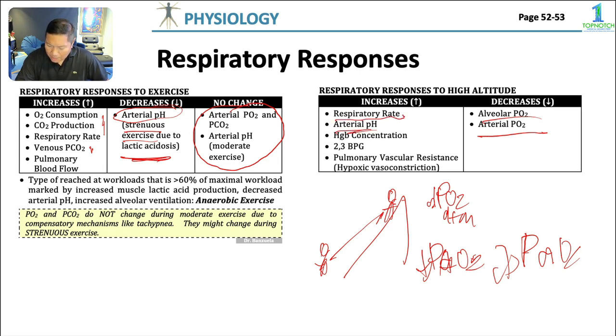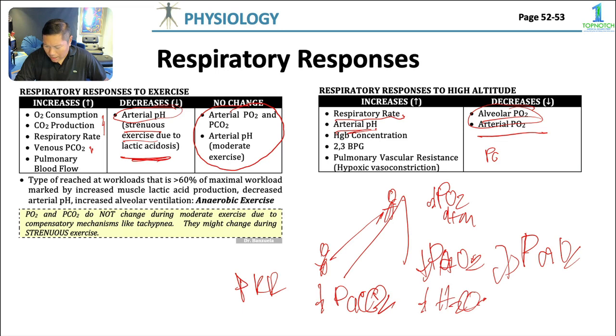Okay? The arterial pH will increase. Dahil sa pagtaas ng respiratory rate, bumaba ang arterial PCO2. Nung bumaba yung arterial PCO2 mo, it was blown off to the environment. Okay? Bumaba ngayon ang carbonic acid sa blood mo. Nung bumaba yung carbonic acid, naging alkaline siya, tumaas ang arterial pH.